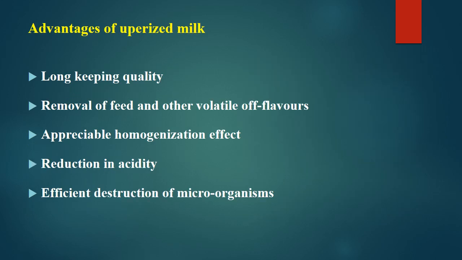So here are some of the advantages of uperized milk, like long keeping quality because it is at a very high temperature, almost sterilized, and removal of feed and other volatile off flavors. It has an appreciable homogenization effect, and reduction in acidity because steam is getting directly into the milk, and it has a very efficient destruction of microorganisms. So these are some of the advantages of uperized milk.